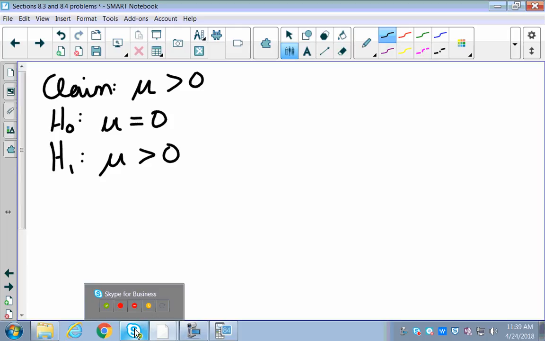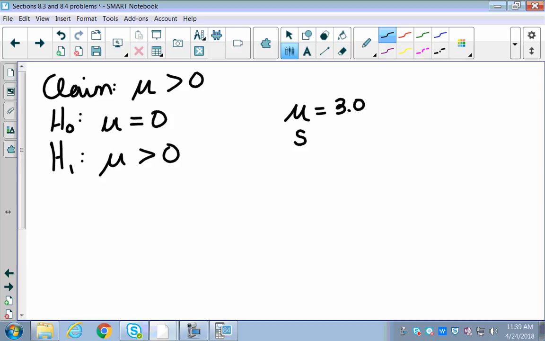Our data showed what? That the mean is equal to 3.0. The standard deviation, it's the standard deviation of that particular group. So it is the sample standard deviation. It's not of the population. It's the sample standard deviation of 4.9 pounds. Okay.